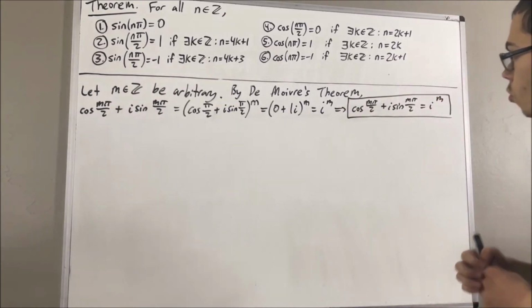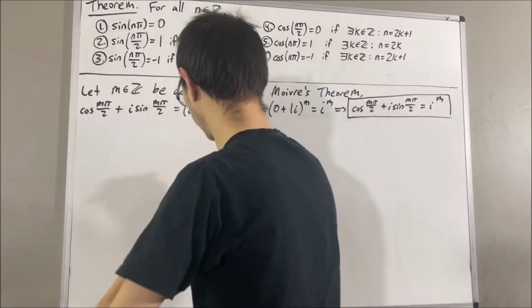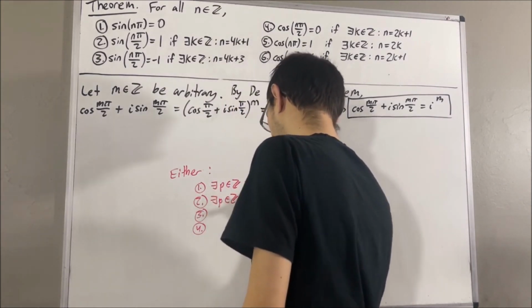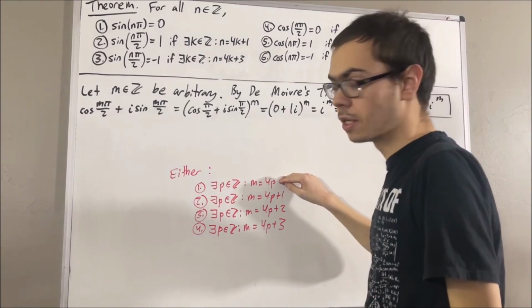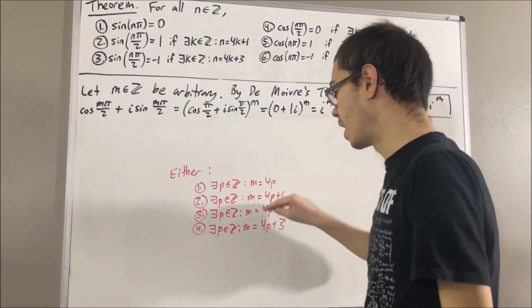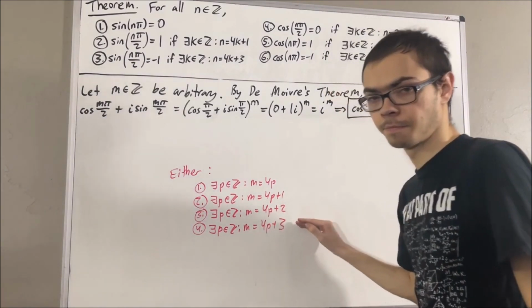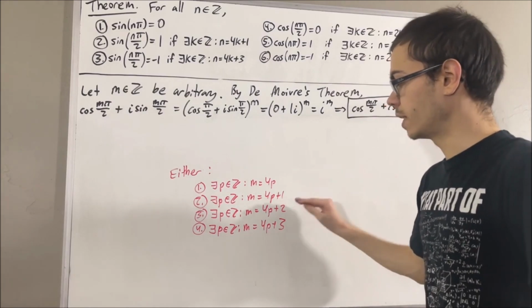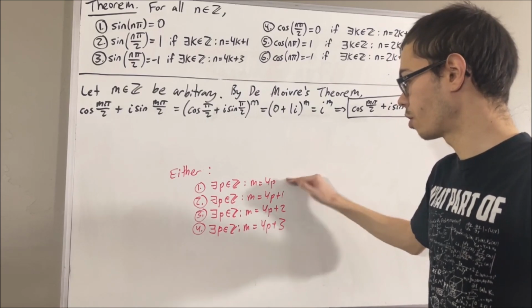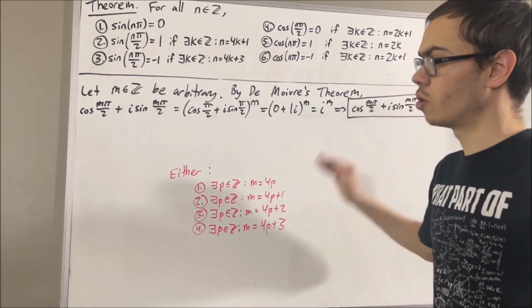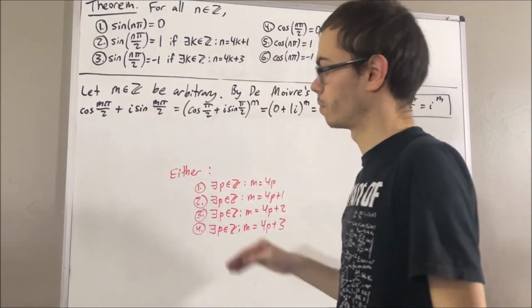And now, we're going to consider 4 possibilities of what m could be. Either m is an integer of the form 4p, m is of the form 4p plus 1, m is of the form 4p plus 2, or m is of the form 4p plus 3. One of these 4 has to be true. And so, in each of these 4 cases, we're going to consider what is cosine of m pi over 2 and what is sine of m pi over 2.